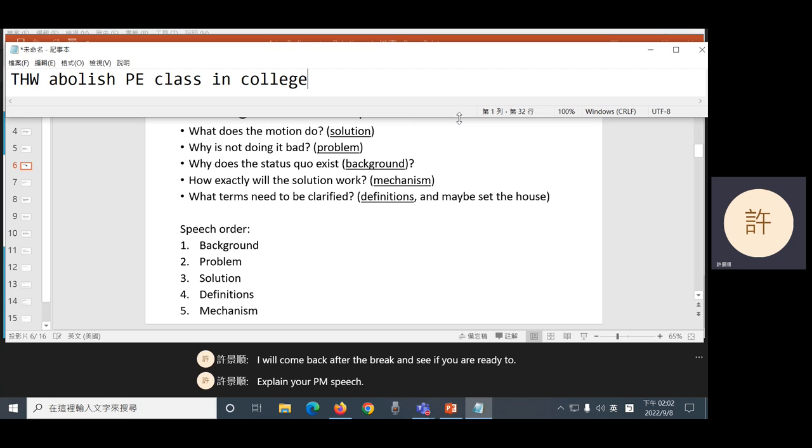Okay. I think I actually missed the first bell, right? Sorry about that. But you got 10 minutes of rest in between. So work with your group members. Think about each of these questions. How would you put together a PM speech for this motion?